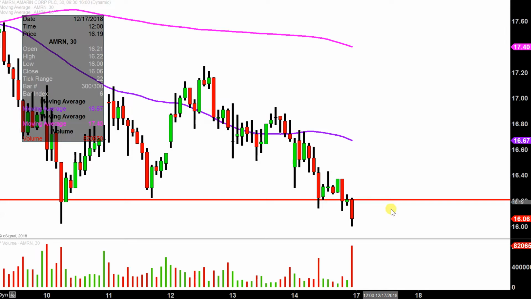Not saying it can't be broken or anything, but historically speaking, I'd imagine the price is going to have to bring its A game if it's going to be able to not only fight above 16.20, but then also start to get some closes up above it.